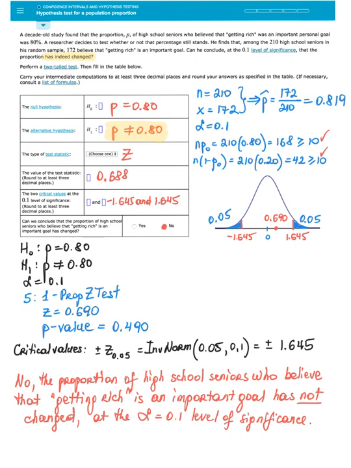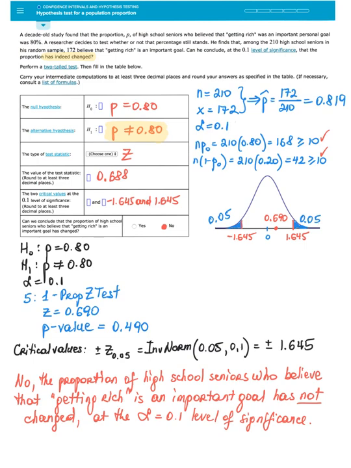Perform a two-tailed test, then fill in the table below. Carry your intermediate computations to at least 3 decimal places and round your answers as specified in the table. Let's take a look at the given information. I know that p-hat, the sample proportion, is 172 out of 210 seniors said that getting rich is an important goal for them, and that gives me 0.819 rounded to 3 decimal places. Alpha is 0.1. I quickly check assumptions, which are met, so I can continue with performing this test.